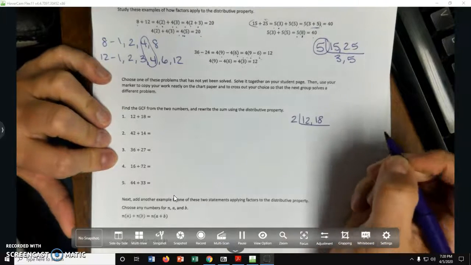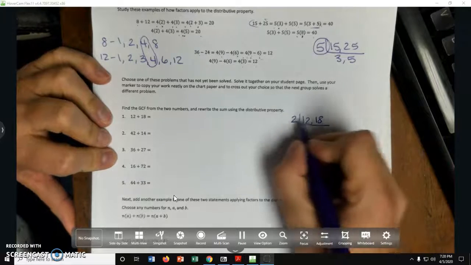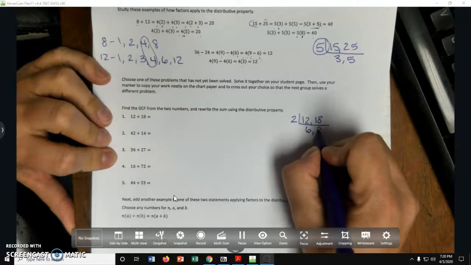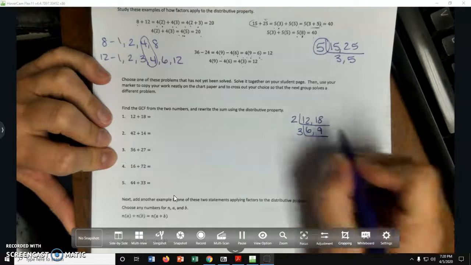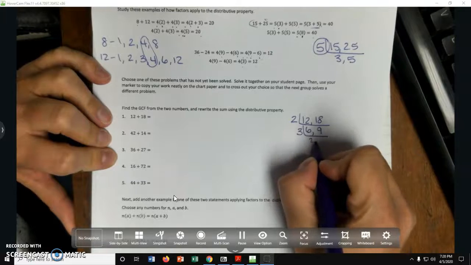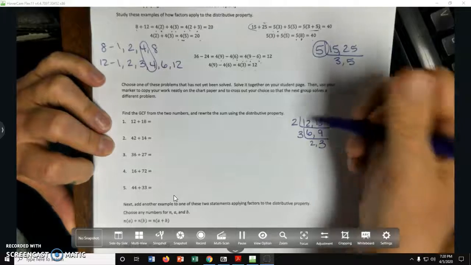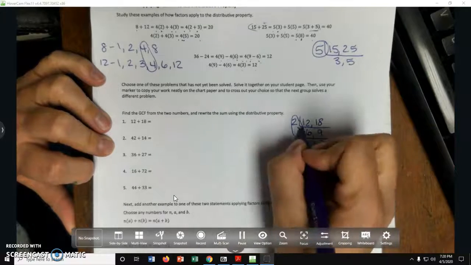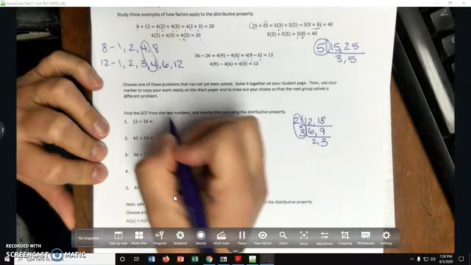Starting with the lowest prime number that they're both divisible by, which is 2. 12 divided by 2 is 6. 18 divided by 2 is 9. The next prime number they both are divisible by is 3. 6 divided by 3 is 2, and 9 divided by 3 is 3. The greatest common factor is the factors they have in common. So in this case it would be a 2 and a 3. When we multiply those together, I get 6.